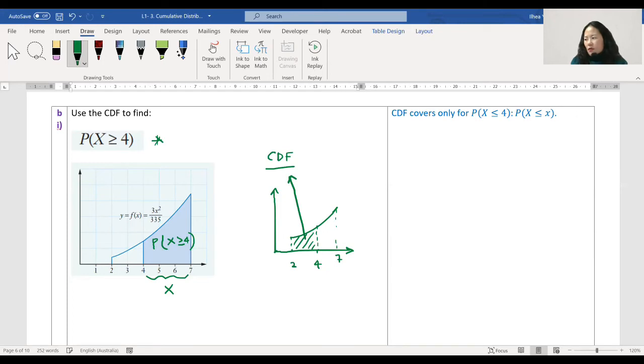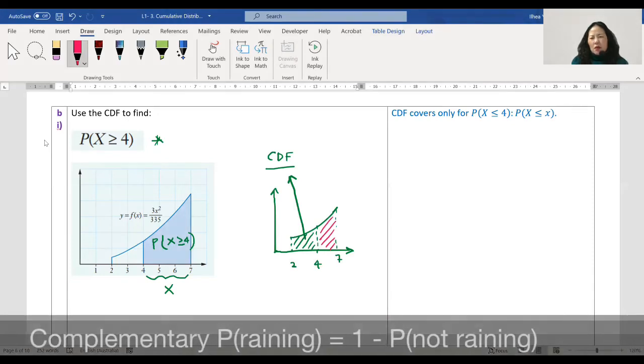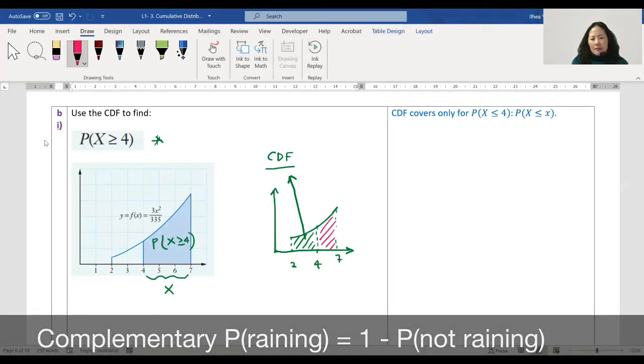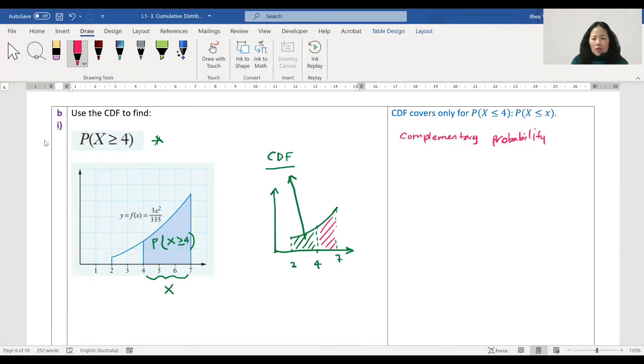So CDF only gives it this much, and we have to find the other side. That's what we want. Okay, so what do we do? Do you remember complementary probability? We're going to use complementary probability. So if we could do one takeaway, that's what I'm going to do.